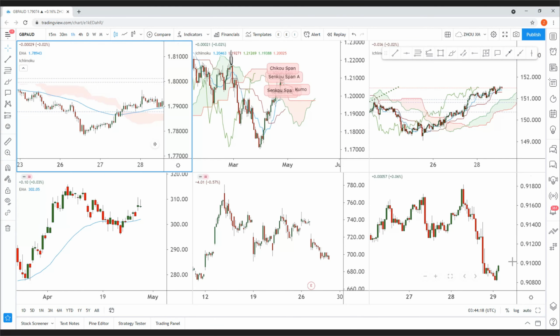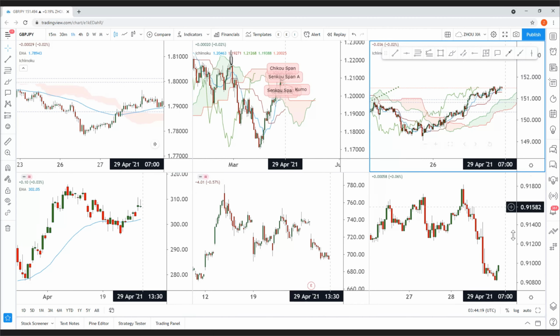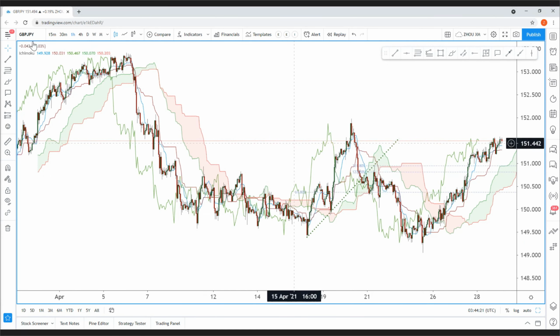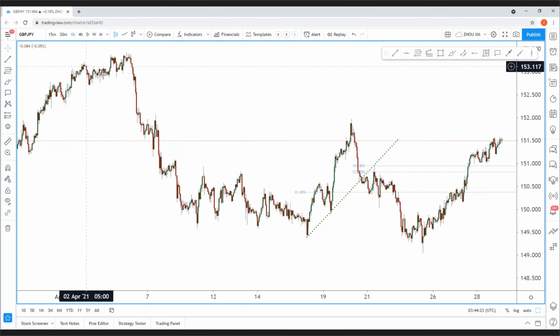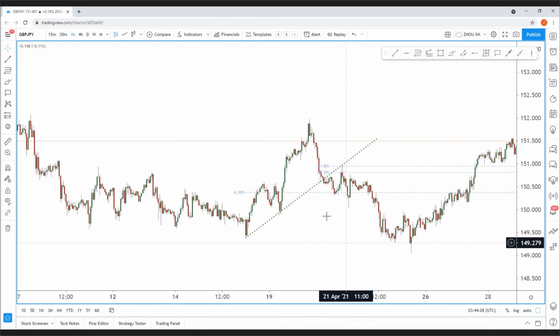However, let's move on to a much harder example to spot. Once again, let me get rid of the Ichimoku because it's very disruptive. We can see here the same structure in pound yen. Three touches on the trend line before it broke through the trend line, and then it came back to retest before pushing down, before coming up again. So how do you know that I will enter at this point and not this point?